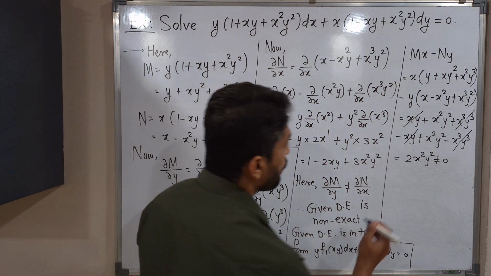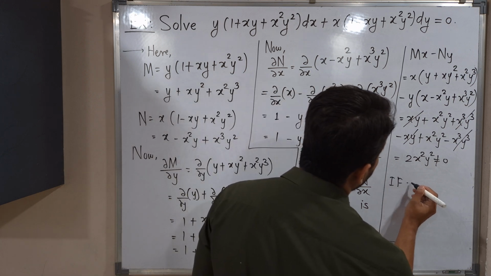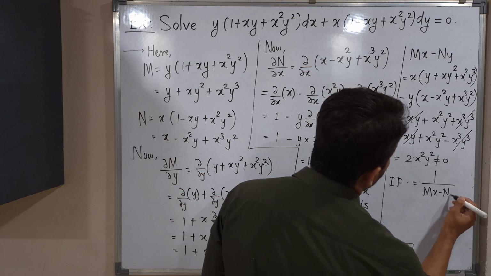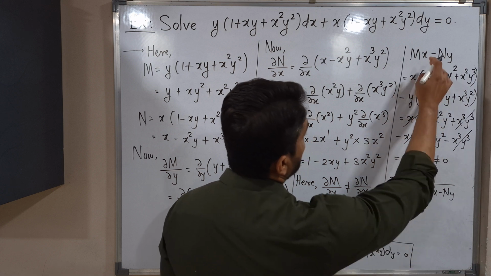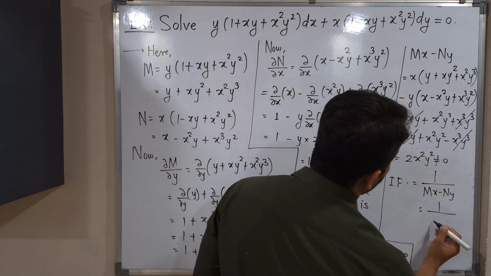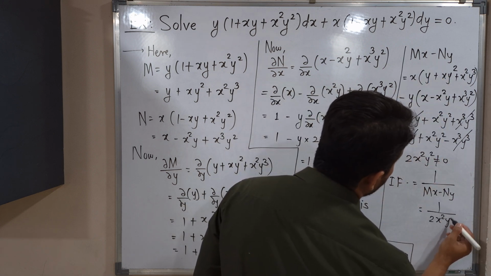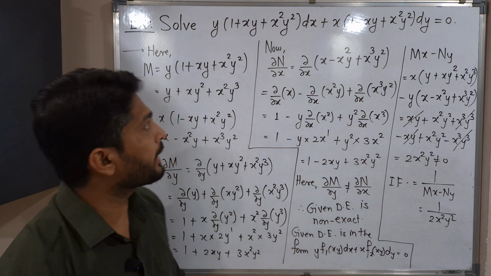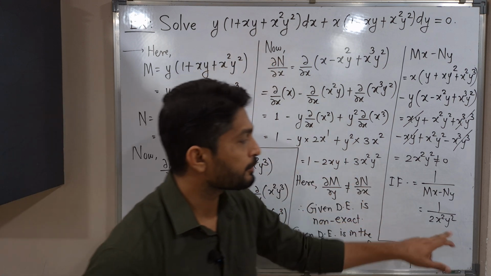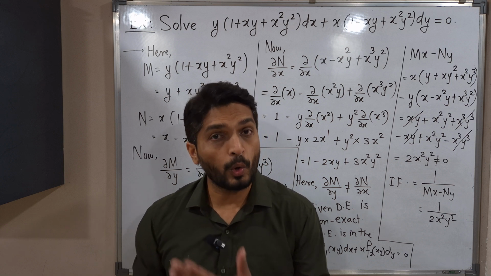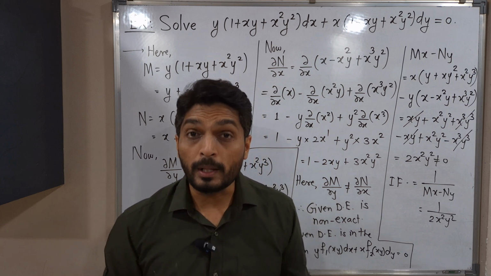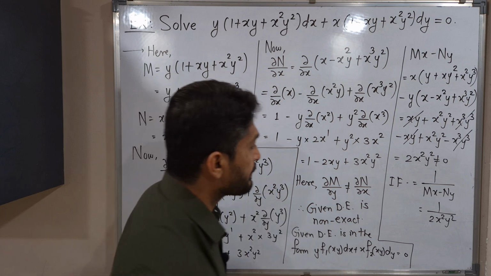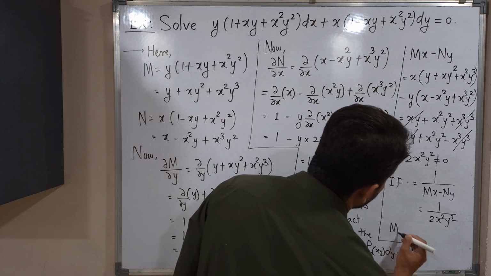So let me tell you what will be the integrating factor. The integrating factor is 1 upon mx minus ny. That means the same which we have calculated just now. Just it is in denominator. So 2x square y square. So finally we got the integrating factor. It means if you multiply given differential equation by this integrating factor, this non-exact differential equation will be converted into exact differential equation.